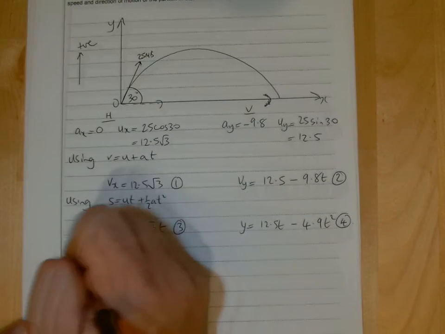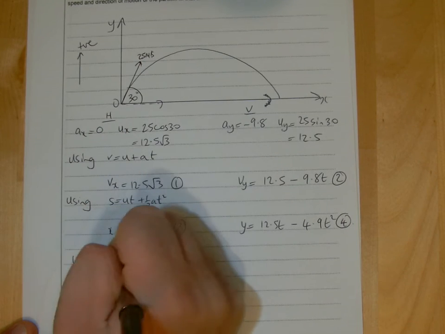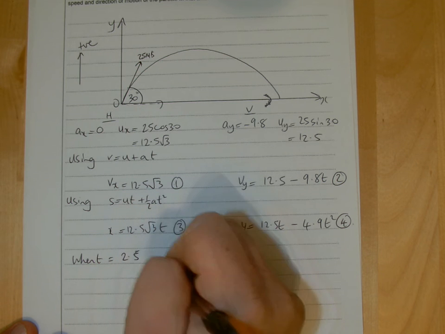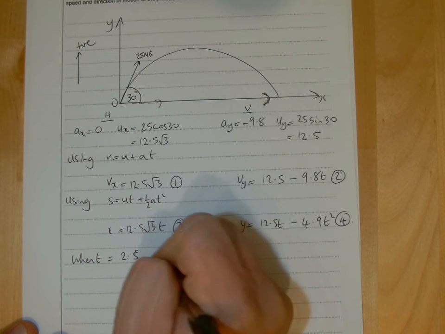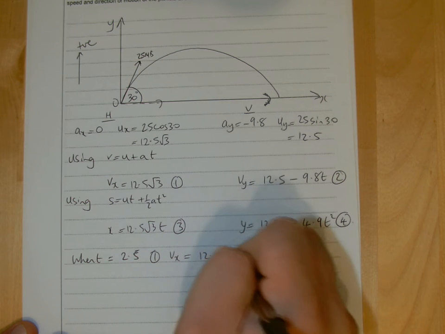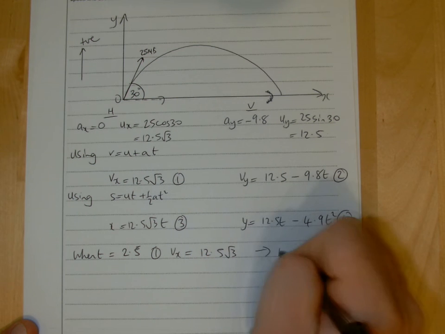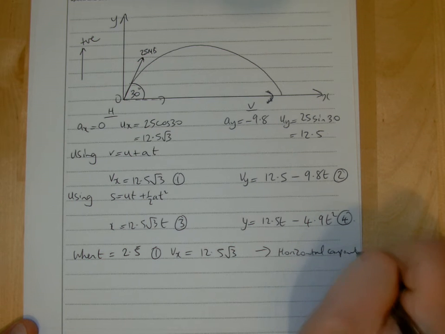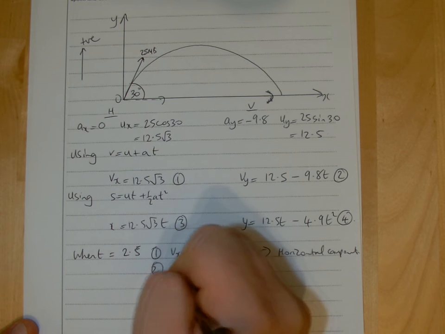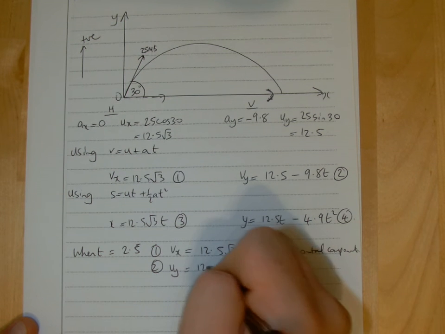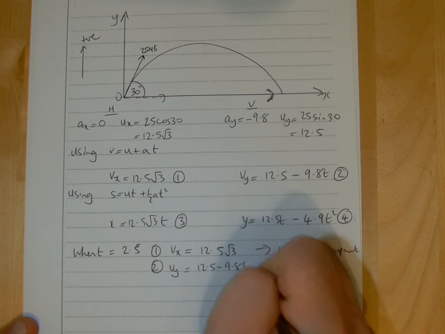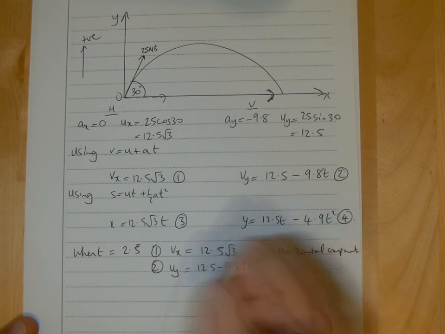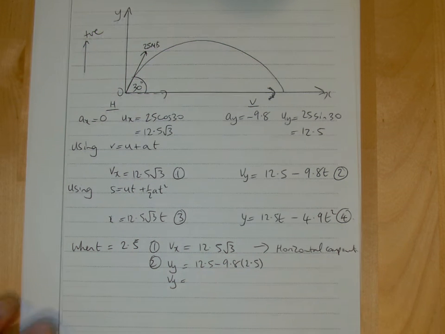So basically when t is 2.5, equation 1 implies that the velocity x will be 12.5 root 3. It's always that, isn't it? So that's the horizontal component. The vertical component you get from equation 2, which would be 12.5 take away 9.8 times 2.5. So we'll work that out.